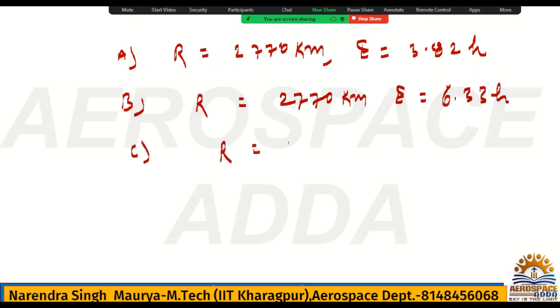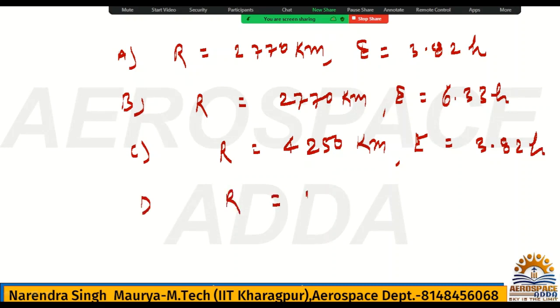Option C: range they have given 4250 kilometer and endurance 3.82 hours. Option D: range 4250 kilometer and endurance 6.33 hours. Please make a note of this. It's a nice question. Check all the data they have given to you. Yes or no? Check all the data.